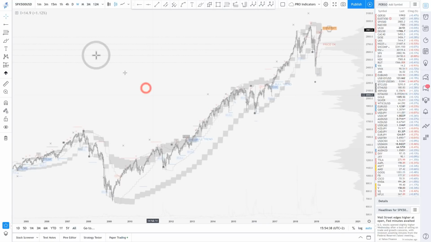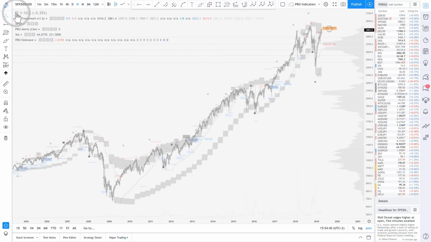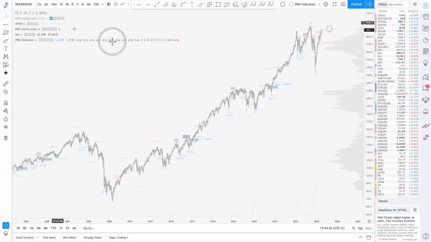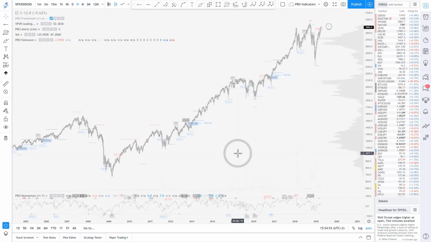So this is the indicator we had back then. Just to show you how much better this is right now, let's turn on Framework. This is what we had back then. You just had cycles showing up as bullish and bearish cycles, and you had a momentum signal, of course, to add on top of this.